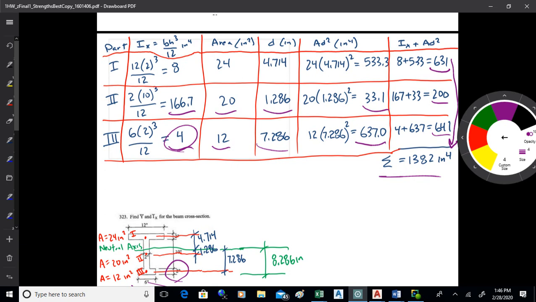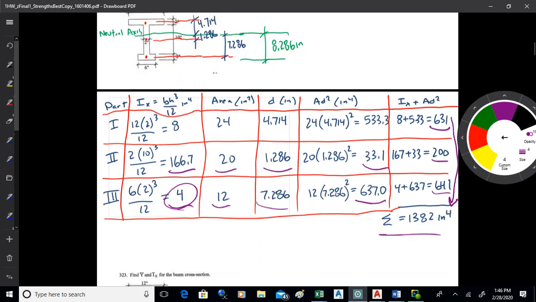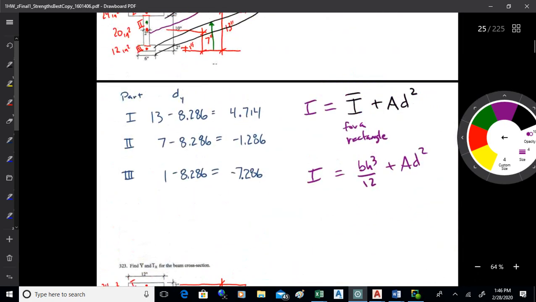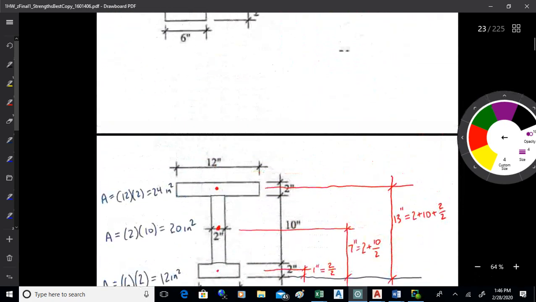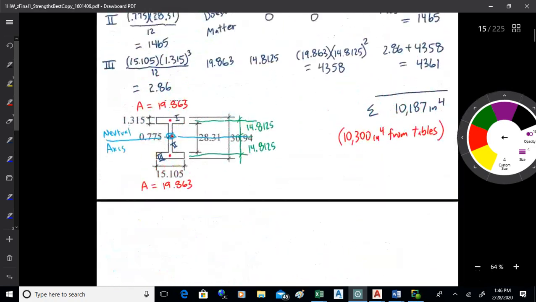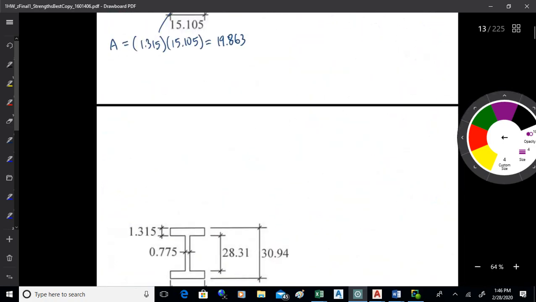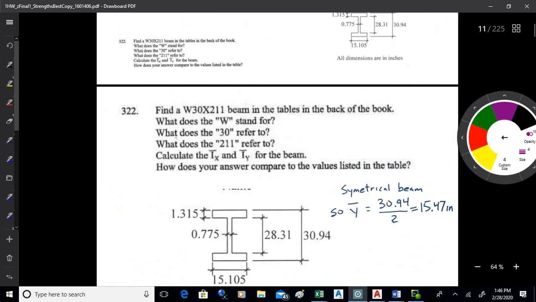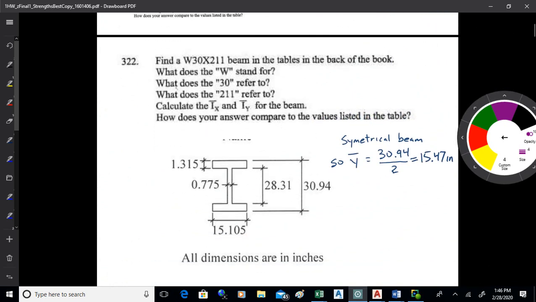All right, now, is that good on that one? We're good? Okay. Now, the one previous, I do want to point out one thing about it. This involves a fair amount of numbers. This is an actual beam. It's a W 30 by 211. So remember to answer these questions here. I want to be sure that you know what those different values stand for. So what does W stand for? What does 30 and what does 211 stand for?